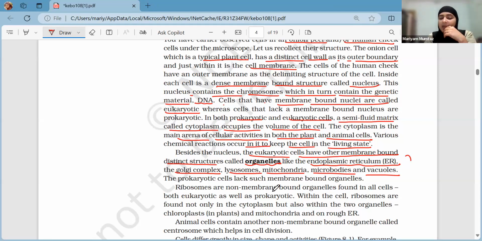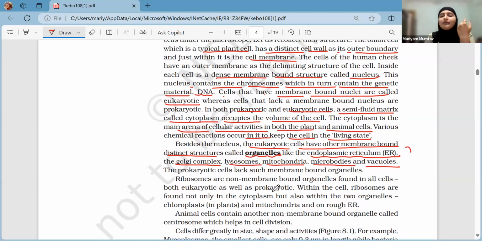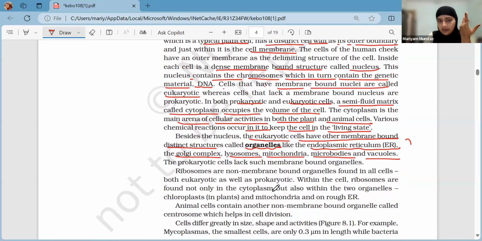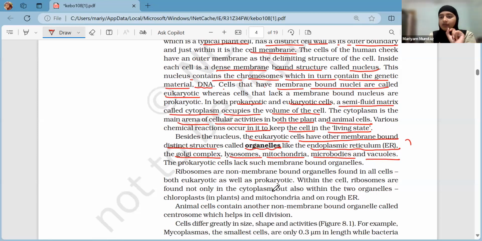All of them have membranes surrounding them. They may have one or two membranes, but you must remember that these are the organelles that have membranes surrounding them. These are the membrane-bound organelles. Now, the prokaryotic cells lack such membrane-bound organelles. They are not present at all.